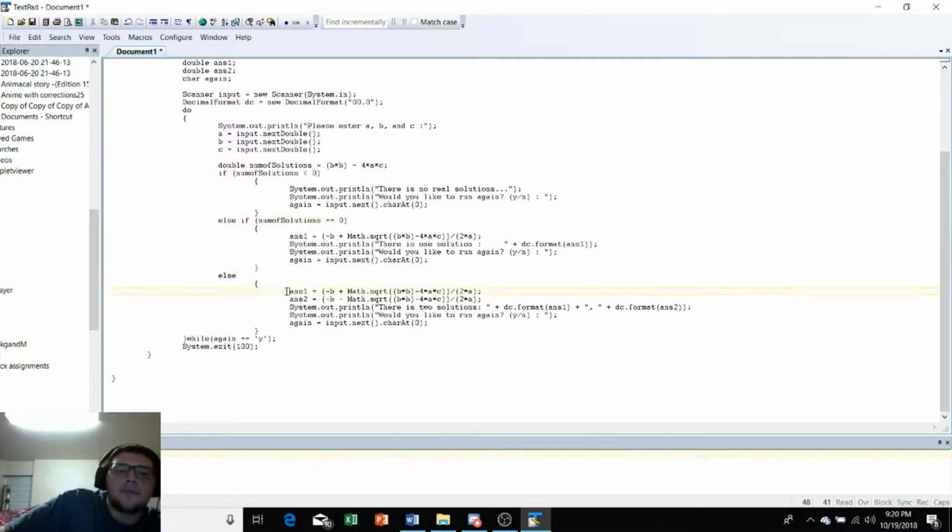Else, answer 1 is equal to our same thing up here, but remember the quadratic equation is plus or minus, so this time we do the same exact thing here except minus instead of a plus. That's the answer 2. Then we're going to print out there's 2 solutions, both of them.